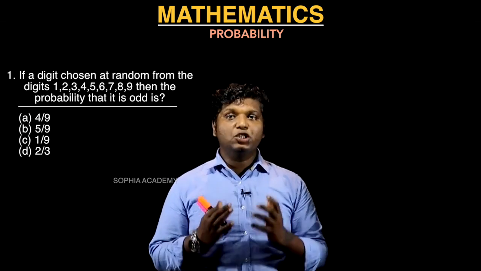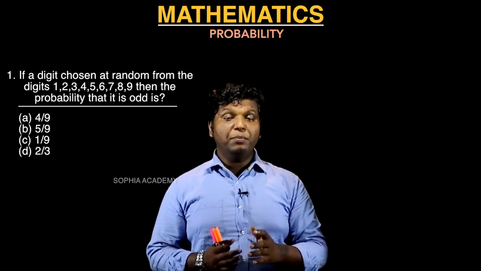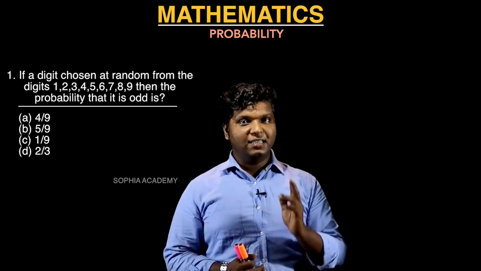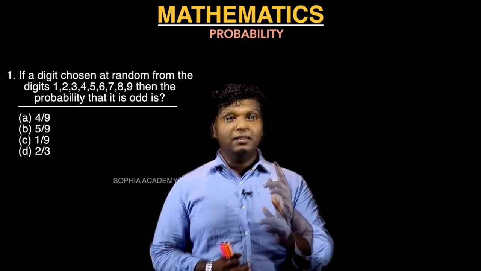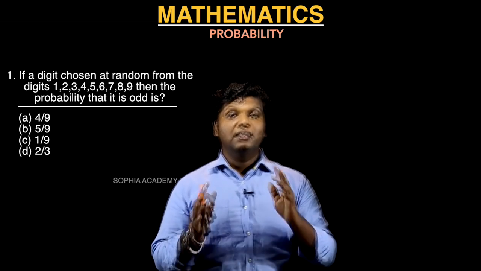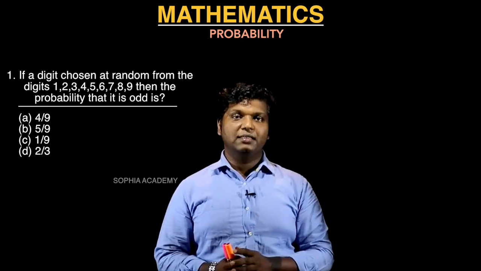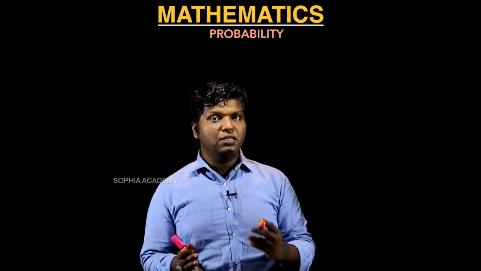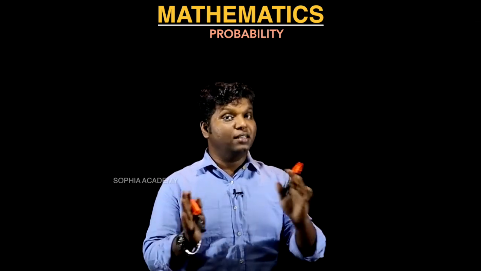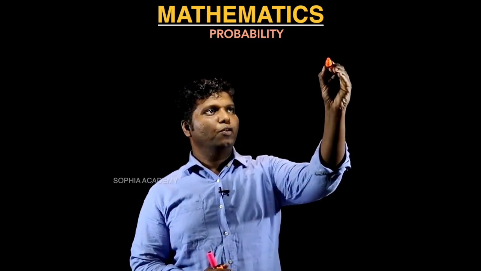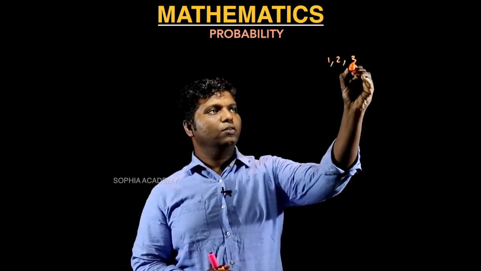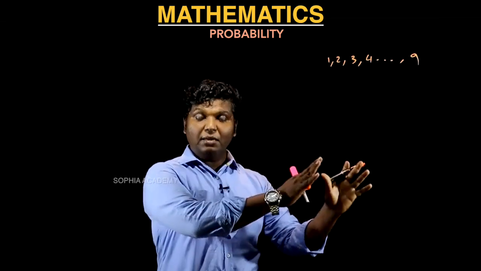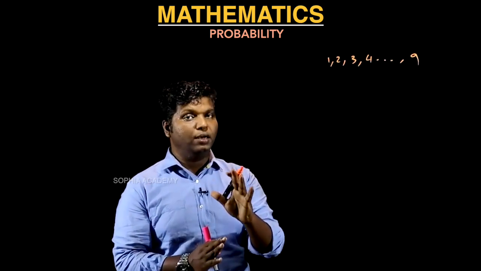If a digit is chosen at random from the digits 1, 2, 3, 4, 5, 6, 7, 8, 9, then the probability that it is odd is, that means the numbers are given from 1 to 9. So let us mark them. The numbers are given from 1 to 9. That means altogether there are 9 numbers, right? So from 1, 2, 3, 4, like this, up to 9. 9 numbers are given. Okay, that's the first thing which you have to understand.